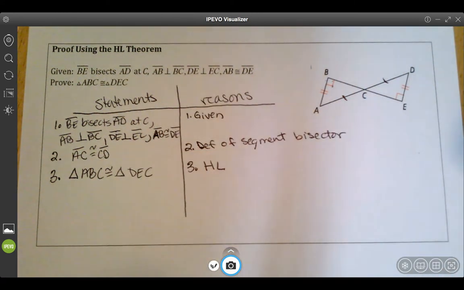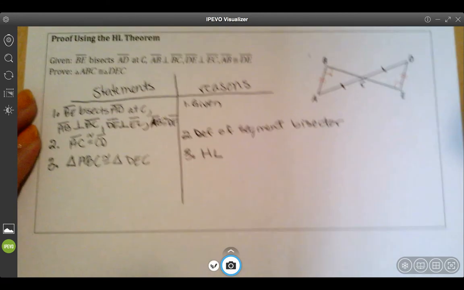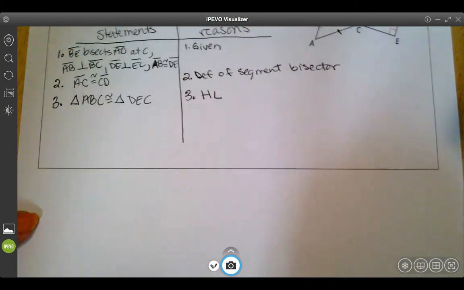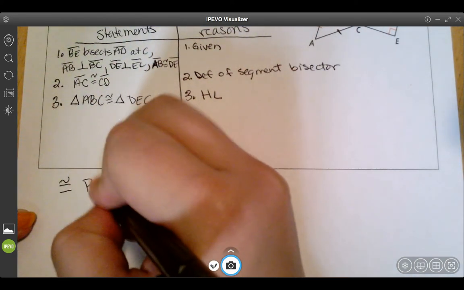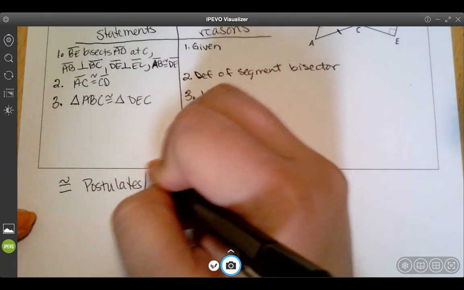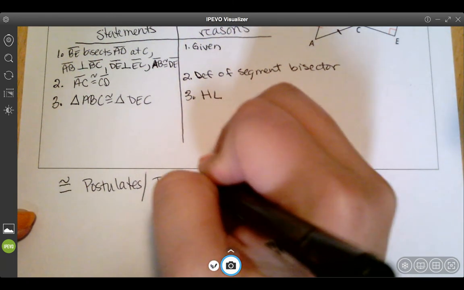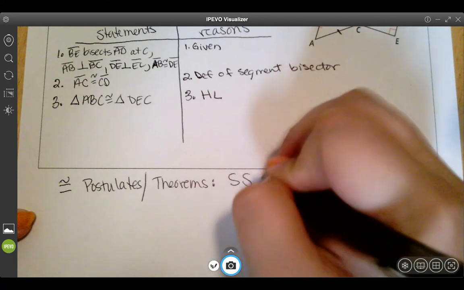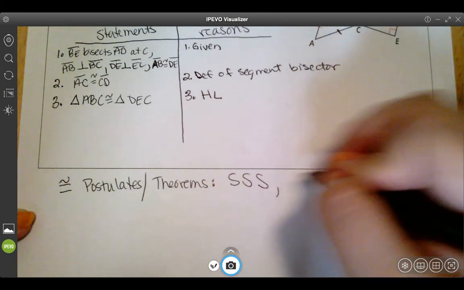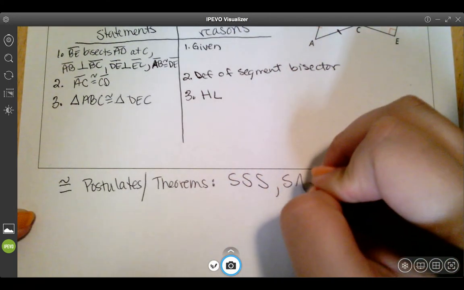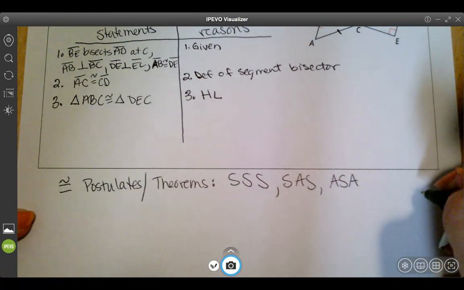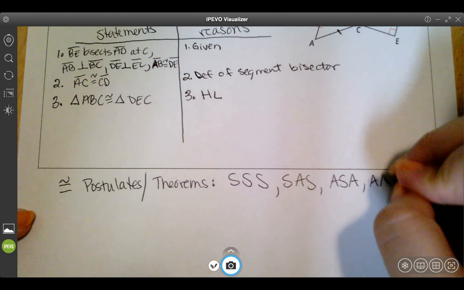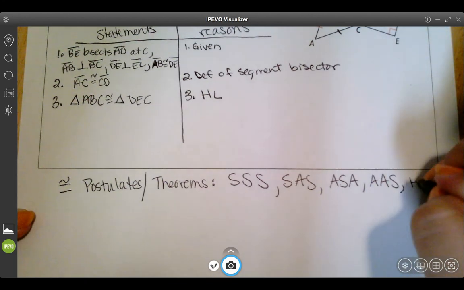All right, so I'm just going to write underneath this box, our 5 congruence theorems are now congruence postulates/theorems. SSS, all the sides, SAS, ASA, AAS, and HL.